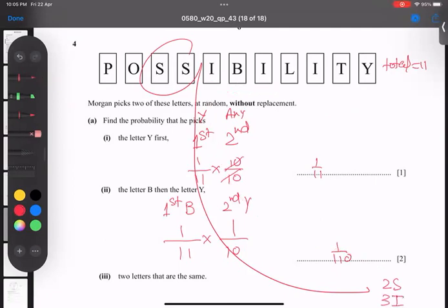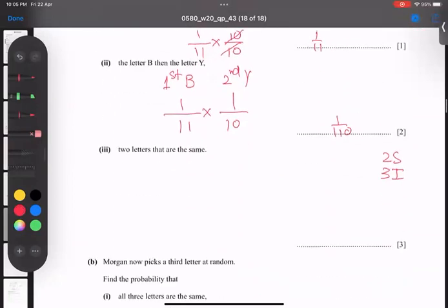So let's see how we can complete it. Let's talk about the same condition we have. Two letters are the same. It is possible with the two S's, so S and S, or maybe I and I. First of all, this is like this, and I'm going to write plus. First letter is S, second letter is S. First letter I, second letter I.